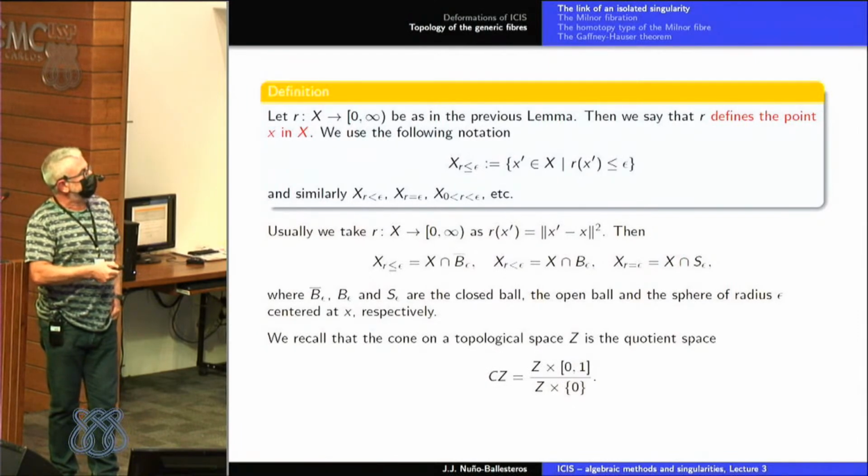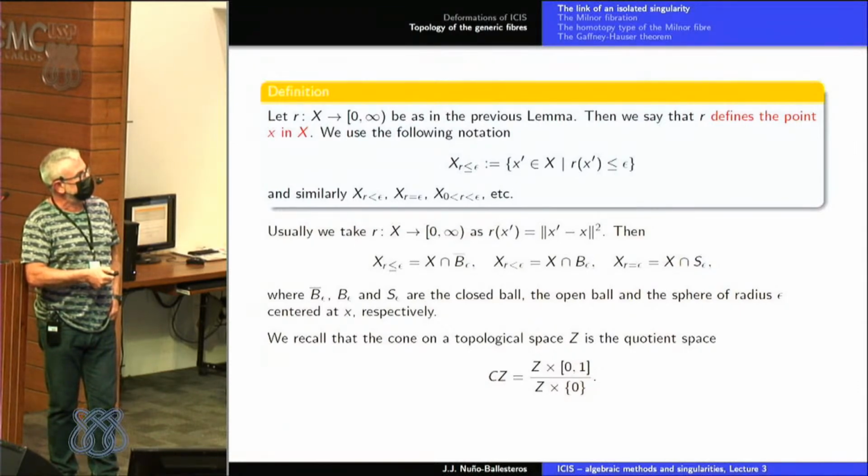So we recall that the cone on a topological space Z is this quotient space. You take the cylinder, which is Z times the interval [0,1], and just collapse Z times 0 to one point. So this is called the cone.